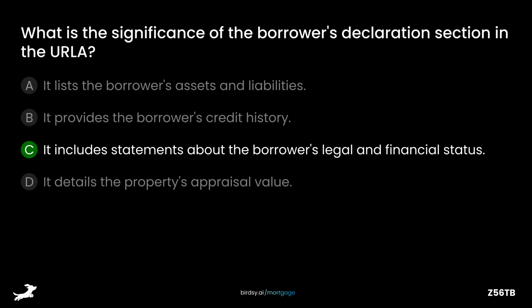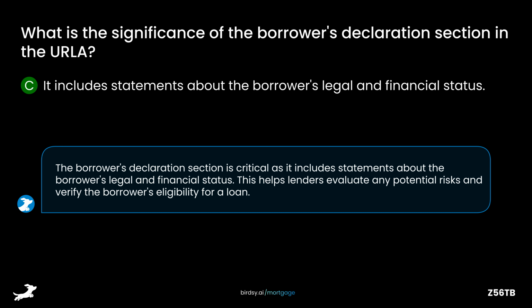The answer is C. It includes statements about the borrower's legal and financial status. The borrower's declaration section is critical as it includes statements about the borrower's legal and financial status. This helps lenders evaluate any potential risks and verify the borrower's eligibility for a loan.